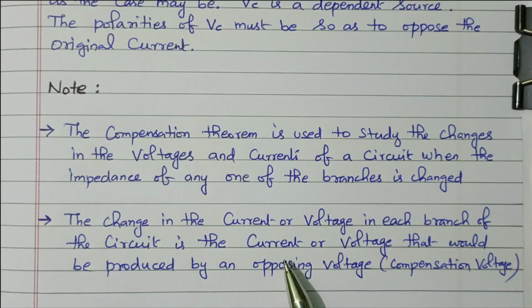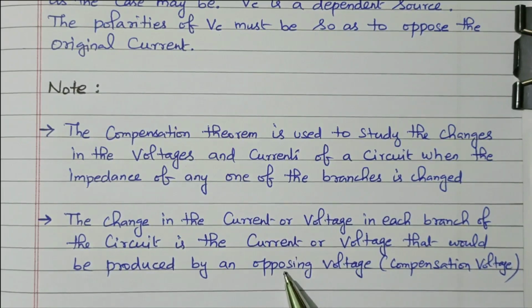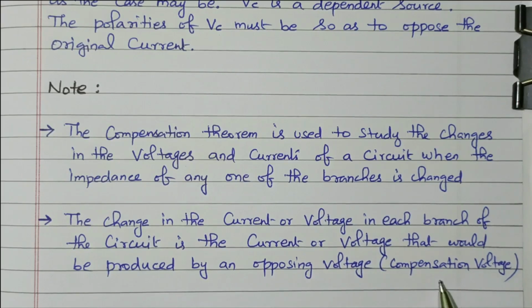So while increasing the resistor or impedance, the change in voltage or current is nothing but an opposing voltage. While changing the resistor, one opposing voltage is created. So that is called a compensated voltage, and we should connect it in a reverse order.